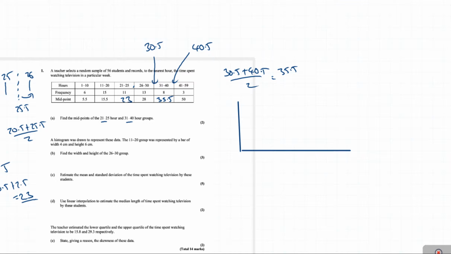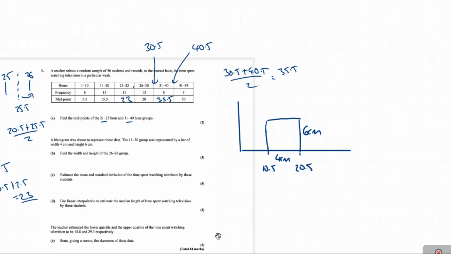11 to 20 group. So the 11 to 20 group, when we would draw this, it's not going to be 11 to 20. It would be 10.5 to 20.5, and then this would be your bar essentially that you would draw on here. So just be careful when you're doing histograms that you take the lower class bound and the upper class bound when you're plotting. So here it tells us that it's got a width of 4 centimeters and it's got a height of 6 centimeters.